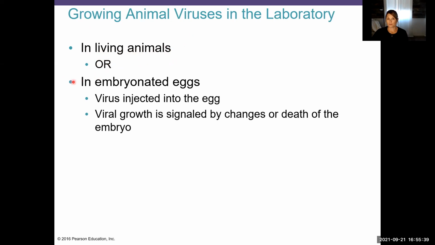So many other people will study viruses in embryonated eggs, so in chick eggs, for example, that have an embryo growing in it. The virus gets injected into the egg, and then viral growth is signaled by changes or death of the embryo. So then you know the virus has grown. We have to have a way to propagate viruses to study them, right? So we either have to do it in the living animal itself or in an egg of that animal, because we have to have a way to grow the viruses to be able to study them.